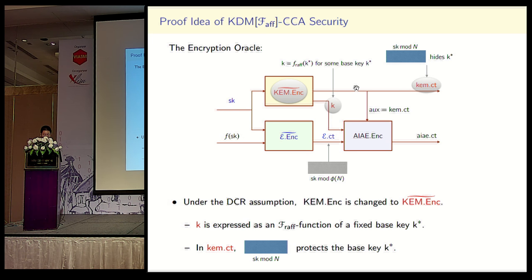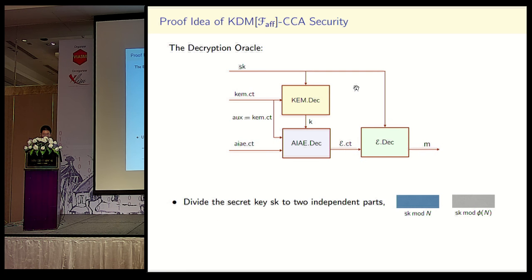We express the encapsulated key K as a restricted affine function of a fixed base key K star. And in KEM CT, the blue part SK mod N will protect the base key K star. Our goal is to ensure that the blue part is not used elsewhere, so it can protect the base key K star in KEM CT perfectly. So we turn to the decryption oracle to ensure it does not use the blue part.